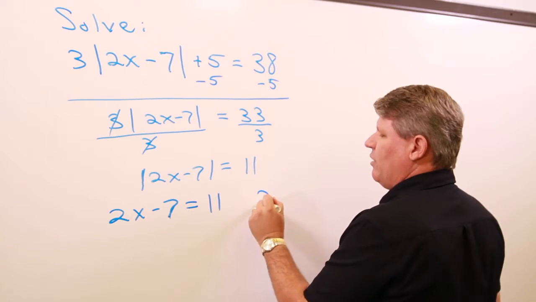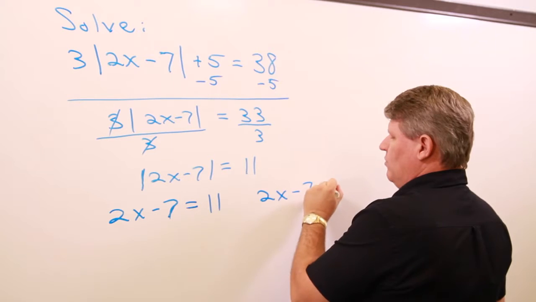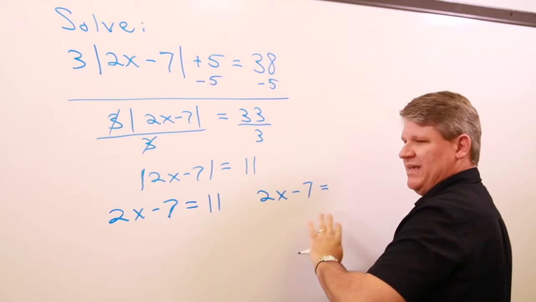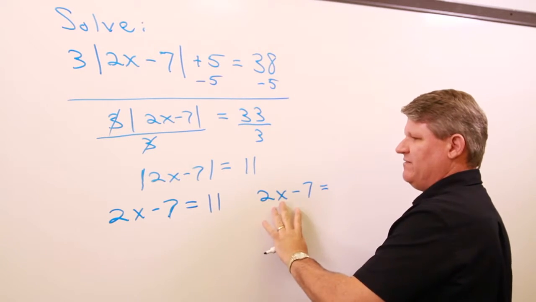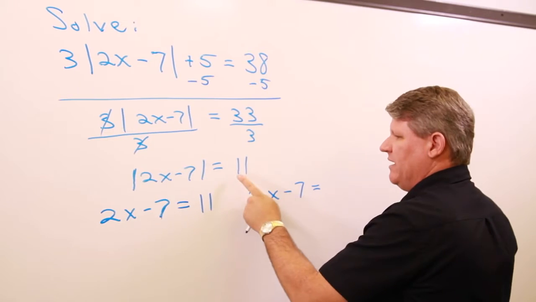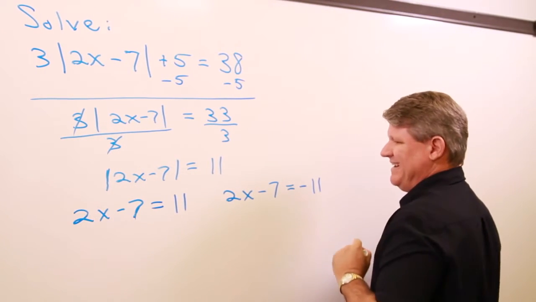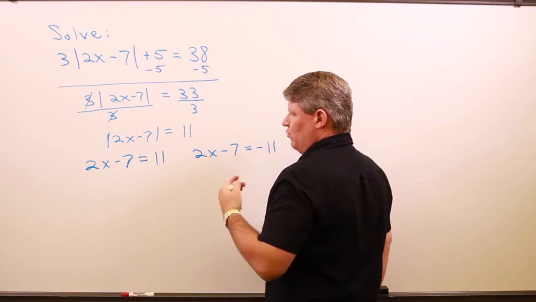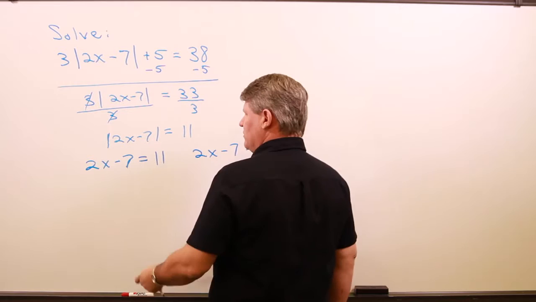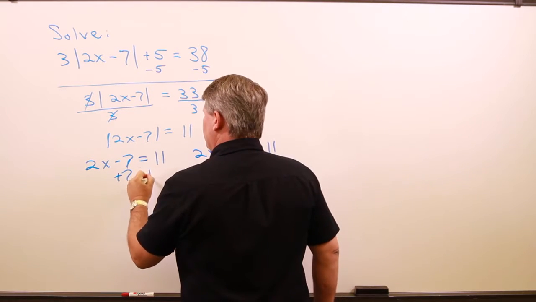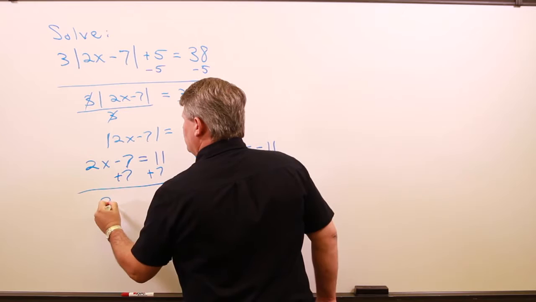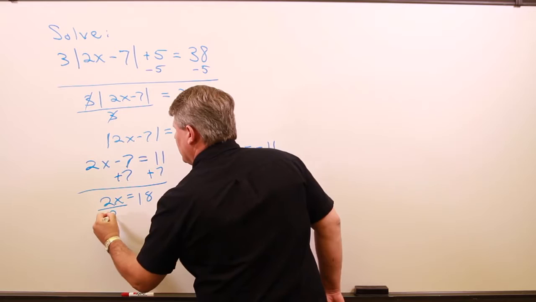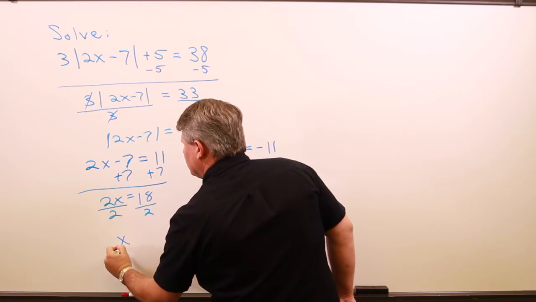The key is to remember that our second equation is formed by leaving the absolute value, again, alone exactly, not changing anything on that left side. But on the right side, our positive 11 becomes negative 11. Now, if we solve these two equations, we can get our two separate answers. So on the left side, we're going to add 7 to both sides. 2x is equal to positive 18. And dividing both sides by 2, I get x is equal to 9.